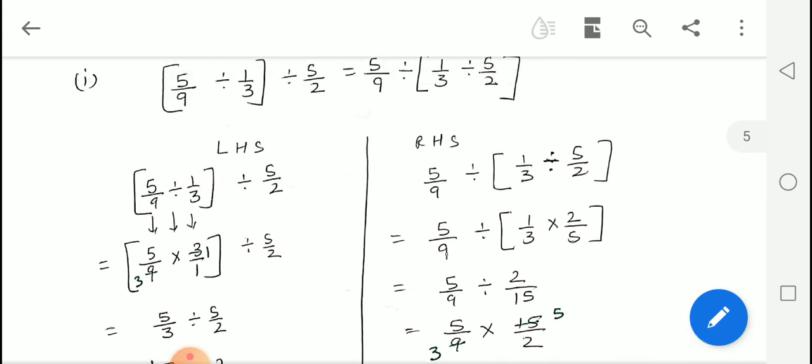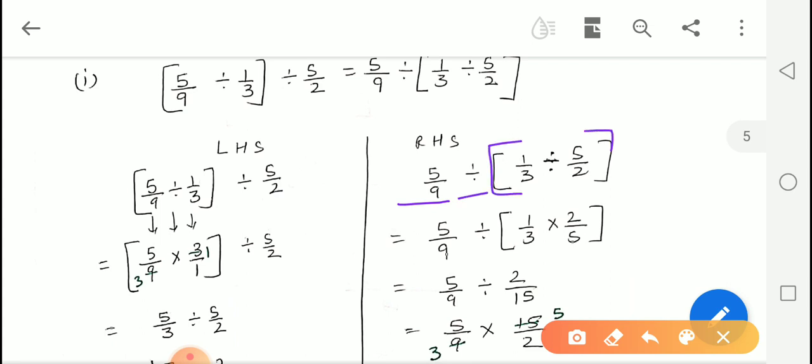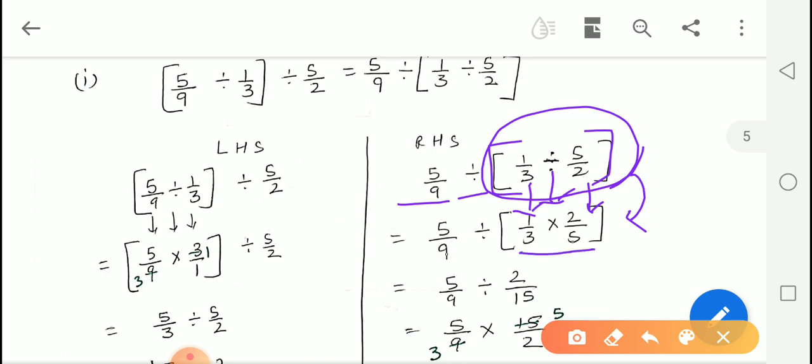See, on right hand side 5 by 9 divided by, in bracket, 1 by 3 divided by 5 by 2 is given. So first of all we will solve this bracket. So when we will solve this bracket, 1 by 3 as it is, this division sign is changed to multiplication. Then here is the reciprocal. So these two numbers come into the bracket. Here we will do the multiplication. After multiplying it, we will get 2 upon 15. Here 5 by 9 divided by 2 by 15.